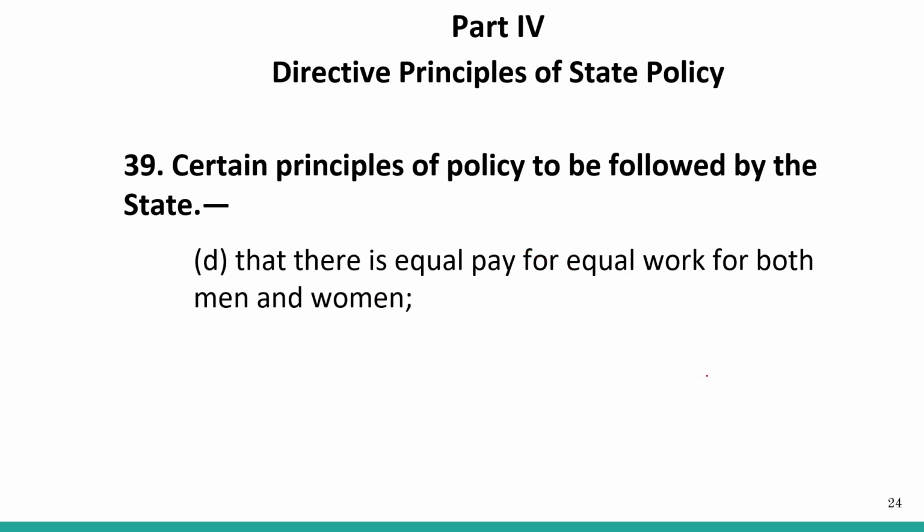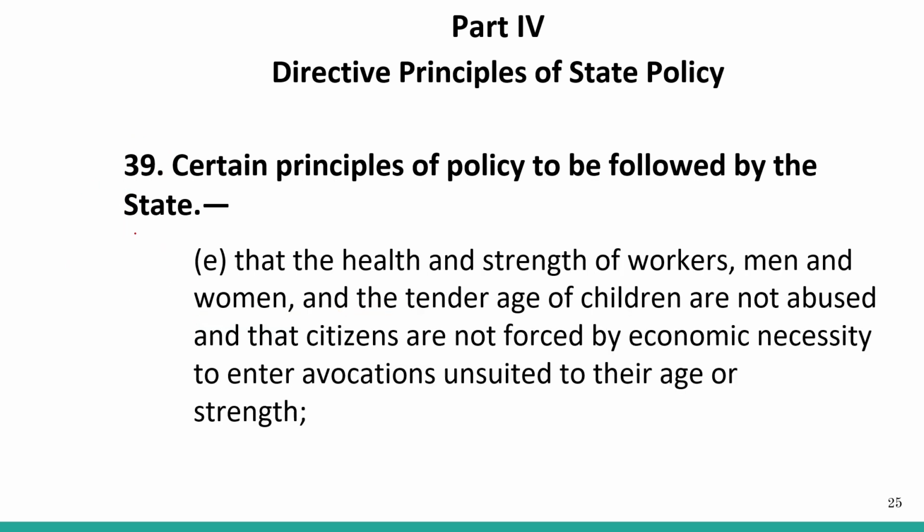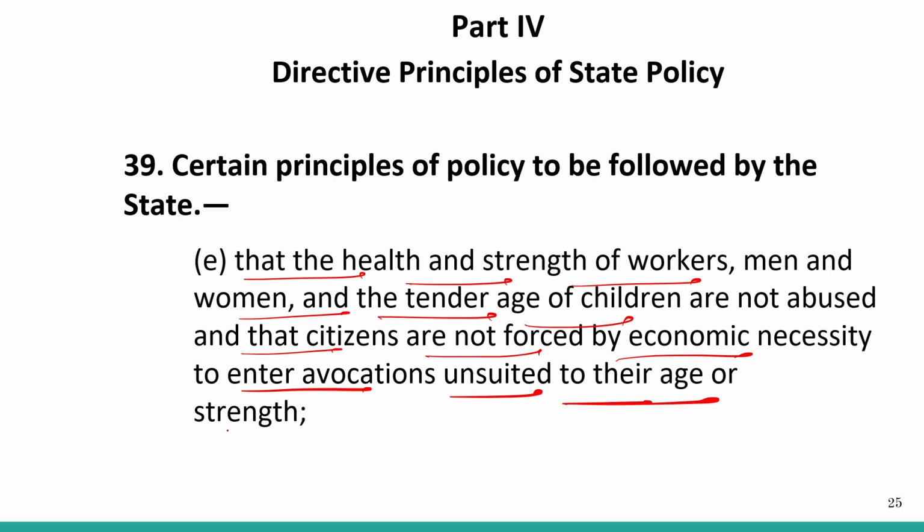Now, equal pay for equal work, that is a very important article. You need to remember that equal pay for equal work for both men and women is under Article 39. That the health and strength of the workers, men and women, and the tender age of children are not abused, and that the citizens are not forced by economic necessity to enter avocations unsuited to their age or strength. So it has to be in such a way.